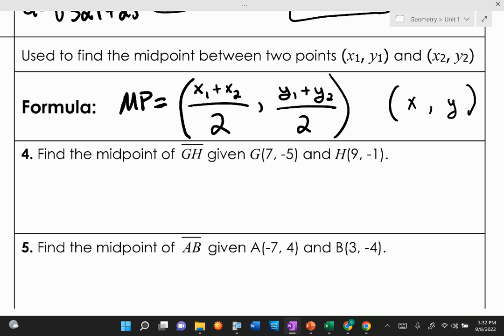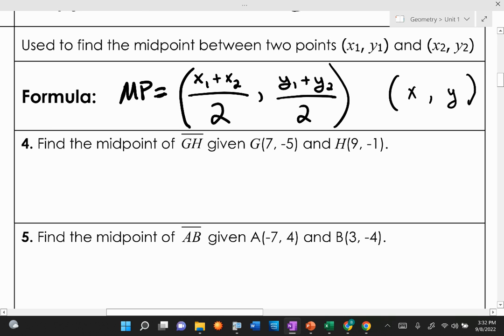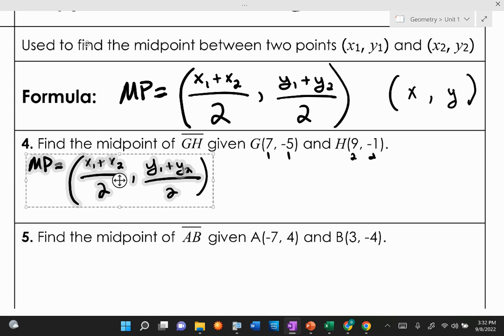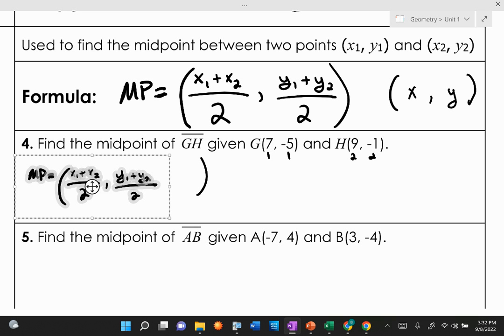All right. So let's look at number 4. Okay, I'm going to say these are my 1s. These are my 2s. So the midpoint is going to be x1 plus x2 divided by 2, y1 plus y2 divided by 2.